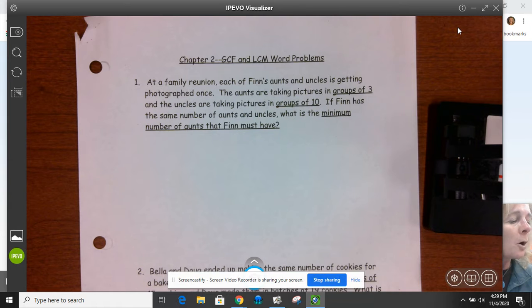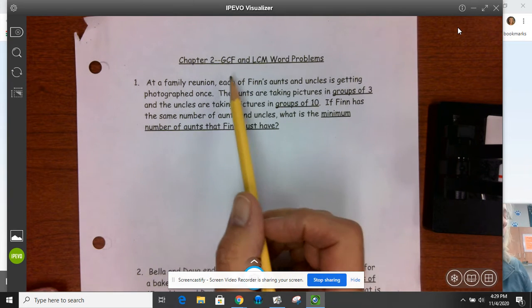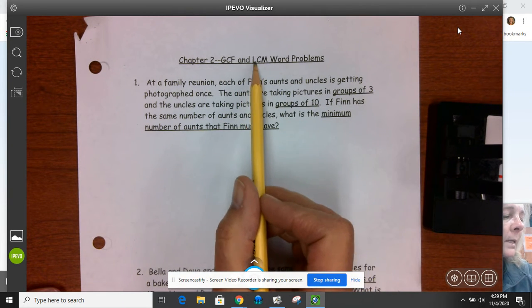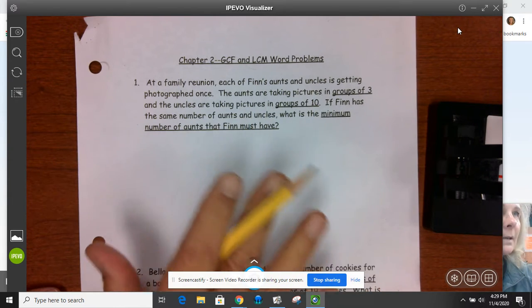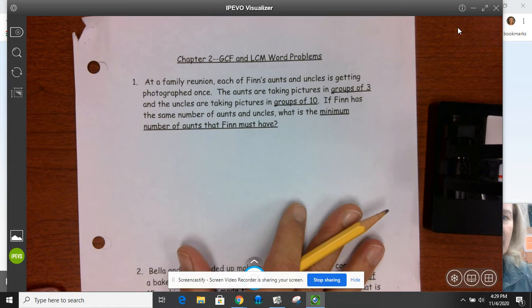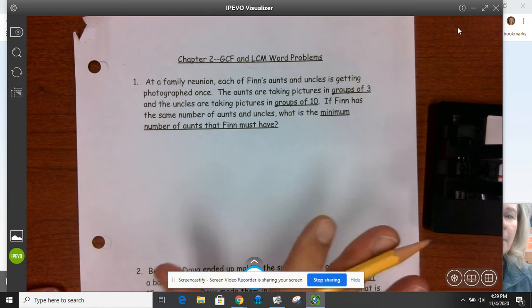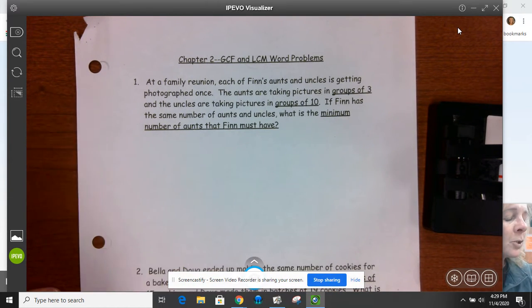Word problems aren't always a favorite with sixth graders, but sometimes there are strategies that you can use to help you out. Because these word problems have to do with greatest common factors and least common multiples, I'm going to recommend the best way to solve these if you don't understand them. If you understand them, then you go ahead and work on them the best way you know. So I'm going to go over two problems.